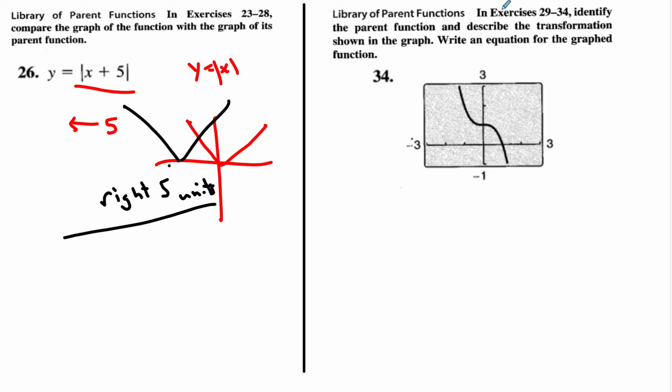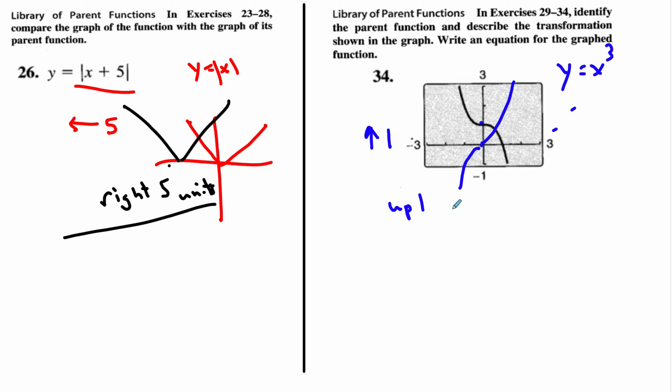All right, library parent functions. So identify the parent function. This looks cubic, so indeed it's going to be y equals x cubed, which by the way looks like that under normal circumstances, right? What's happened? Describe the transformations. It looks like it's been shifted up. And it looks like if we're going from 0 up to here, that looks to be 1 based on 2, 3. Yep, it's been shifted up 1, right?